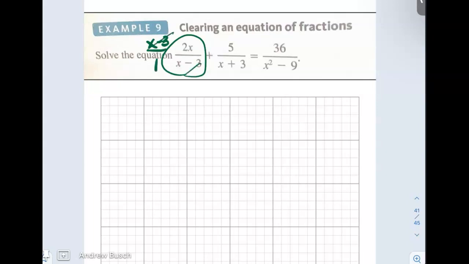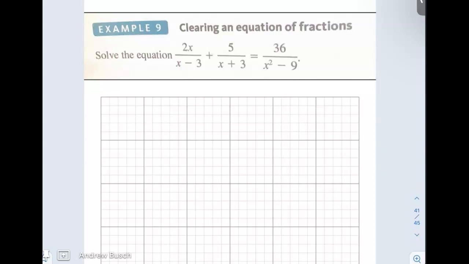But I would have to do that to everything, and that's not going to cancel my x plus 3 and my x squared minus 9. So it's kind of not helpful. It is helpful, but it just doesn't do the full job. You want something where you could multiply the whole equation by it and it's going to do the job.